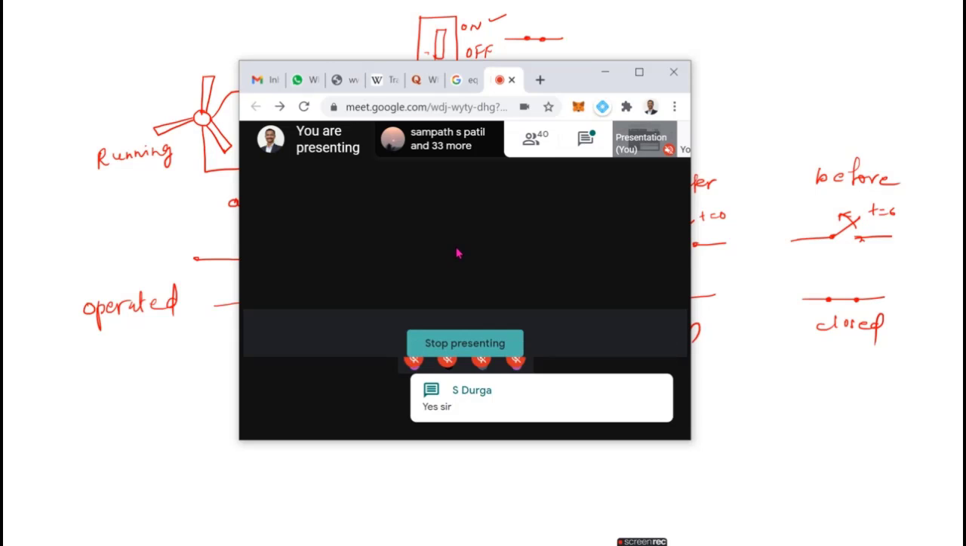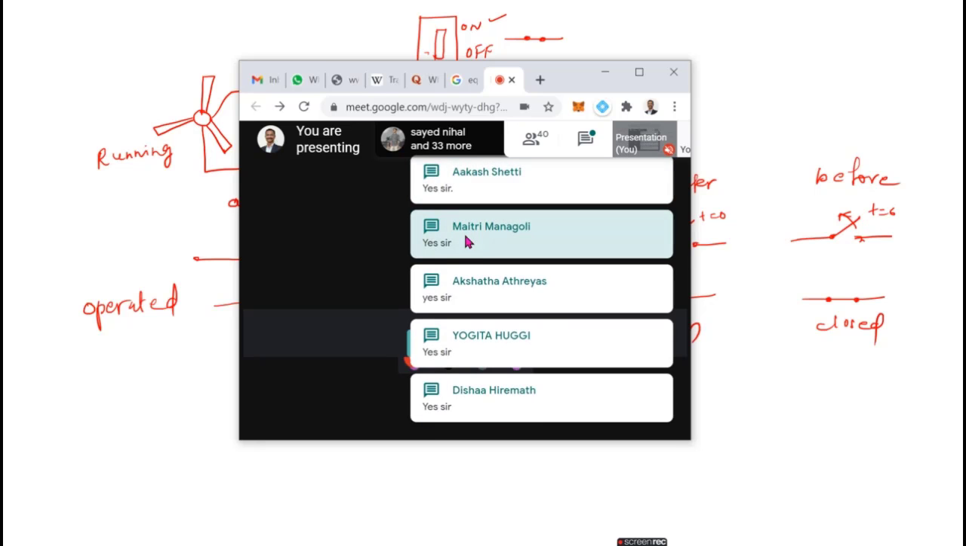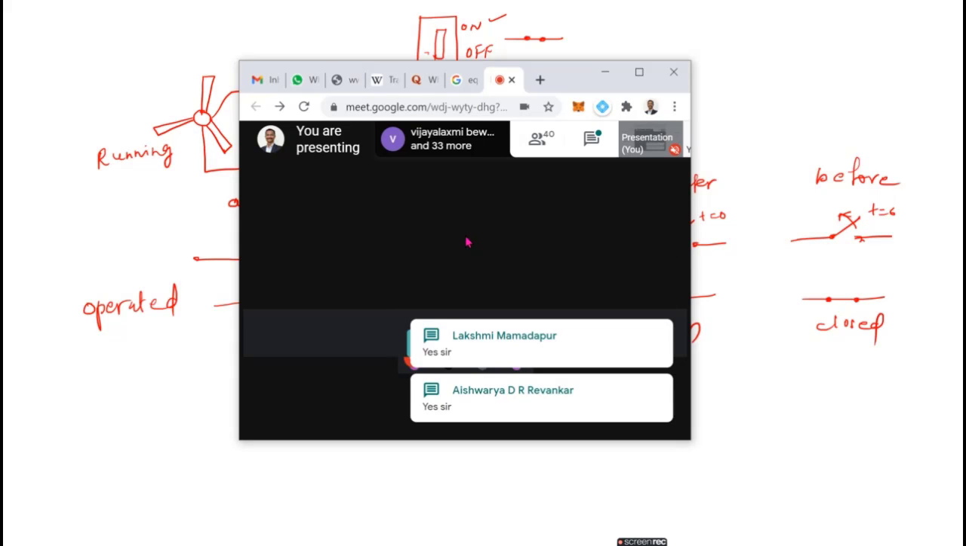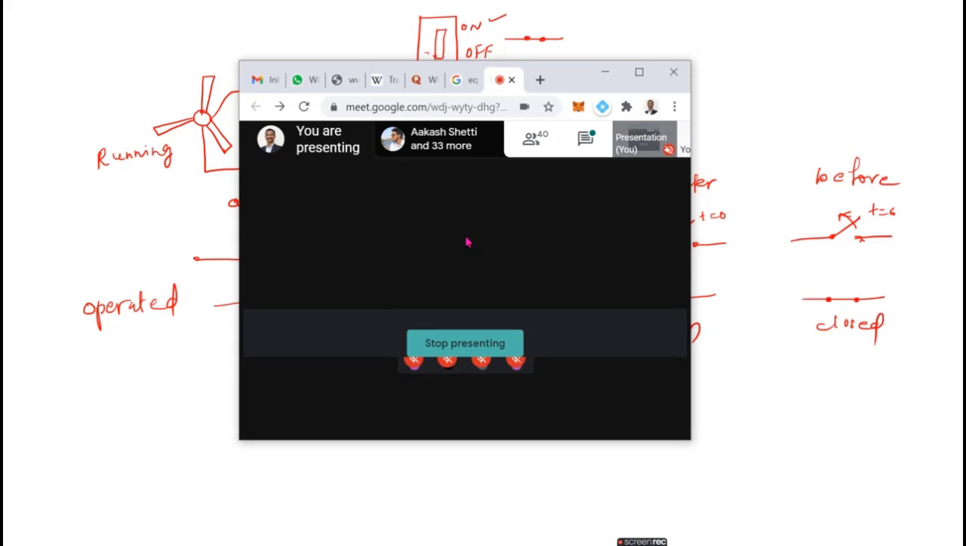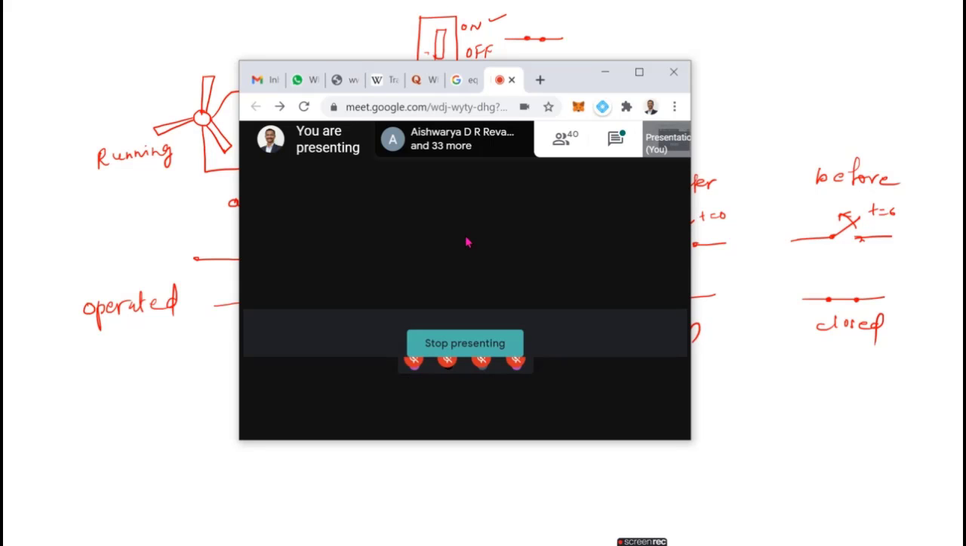All right. So you should think of the switches available in your home. They do perform two operations. Either they are closed or they are open. Keep that point in your mind. When they are not operated, they maintain their previous state. When they are operated, they change their state. This is a simple concept.